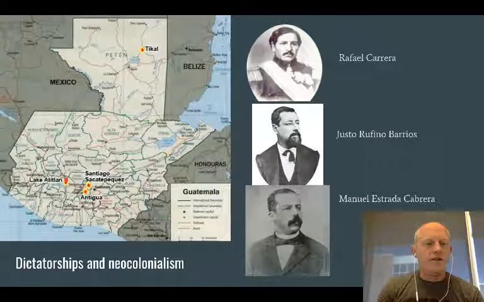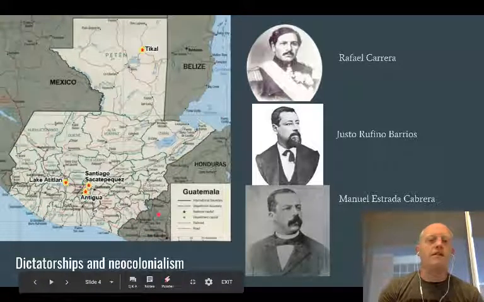Guatemala, as you can see, is bordered by Mexico, Belize, Honduras, and down here that you can't see is El Salvador.